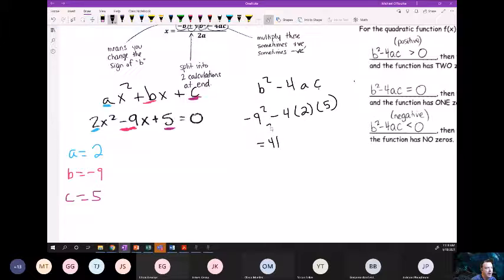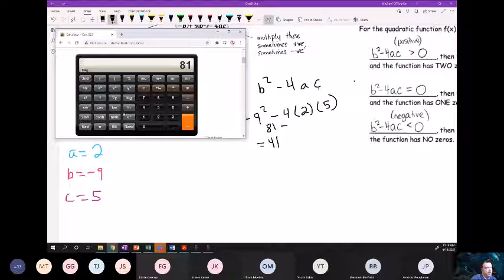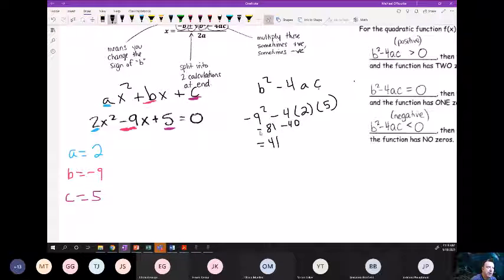And I'd write 81 in here. And minus, and I would go 4 times 2 times 5 equals 40. So I would do it in 2 steps. And I go 81 minus 40 equals 41. Now, since it's positive, does everyone understand how I got that answer? Yes, no?